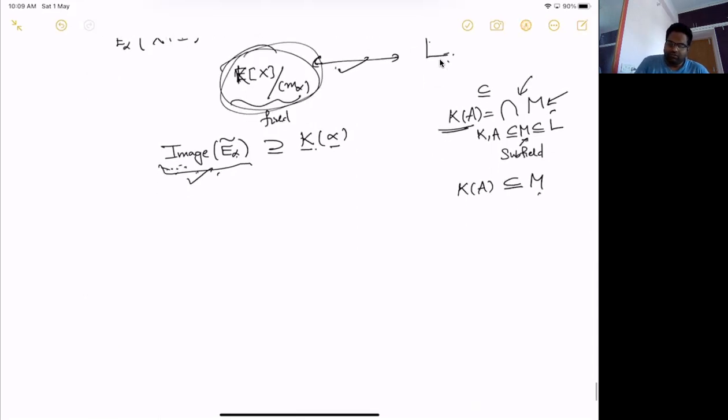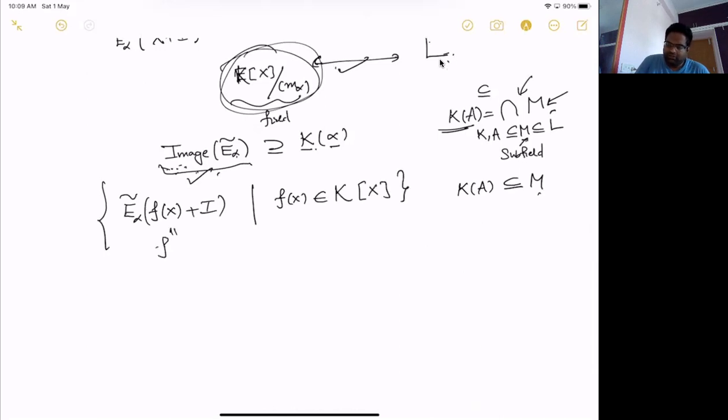On the other hand, the image of E alpha tilde is nothing but the image where f of x belongs to A bracket x. But by definition, this is equal to f of alpha. This is my image. This is equal to f of alpha. And therefore, f of alpha is already contained in K of alpha because it is a polynomial with coefficients in K in alpha. And therefore, this is also contained in K.